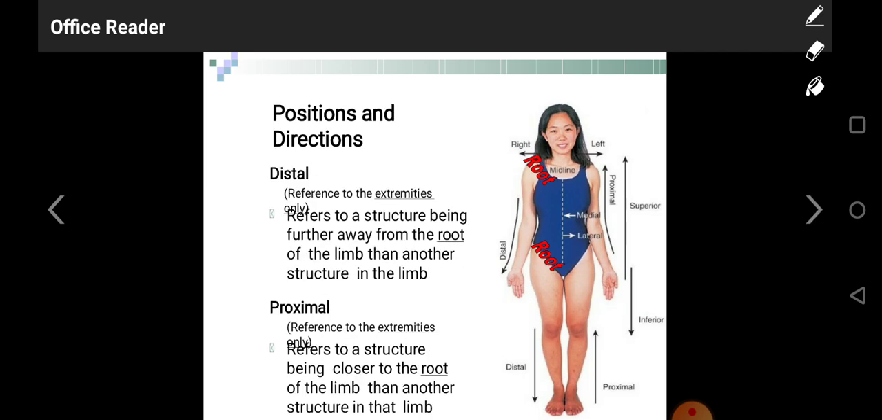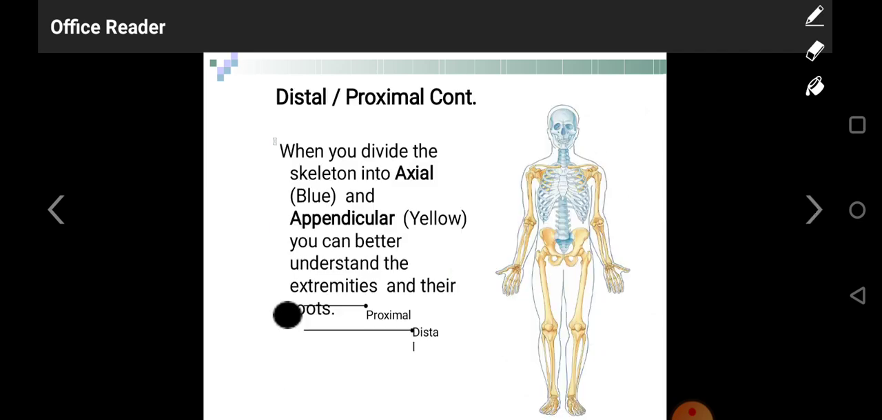Distal refers only to extremities. Distal means a structure being further away from the root of the limb than another structure in the limb. Proximal refers to a structure being closer to the root of the limb than another structure in the limb. When you divide the skeleton into axial or appendicular, you can better understand the extremities and their spots, like proximal and distal.